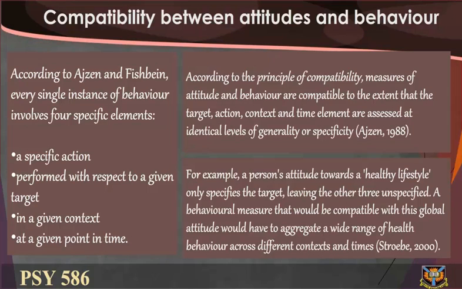According to the principle of compatibility, measures of attitude and behavior are compatible to the extent that the target, action, context, and time elements are assessed at identical levels of generality or specificity. For example, a person's attitude towards a healthy lifestyle only specifies the target, leaving the other three unspecified. A behavioral measure that would be compatible with this global attitude would have to aggregate a wide range of health behavior across different contexts and times.